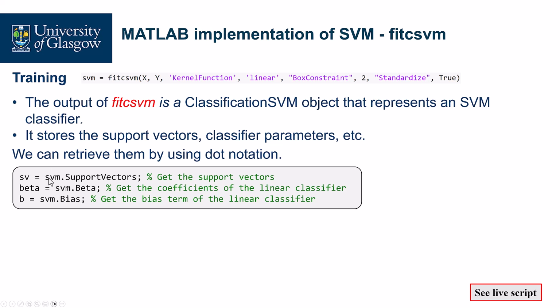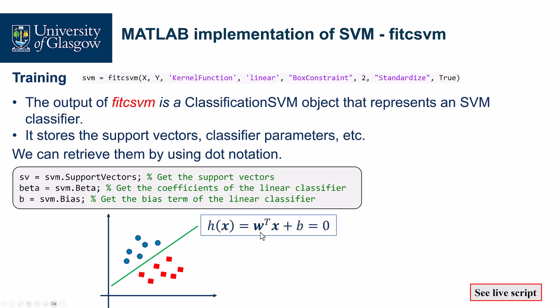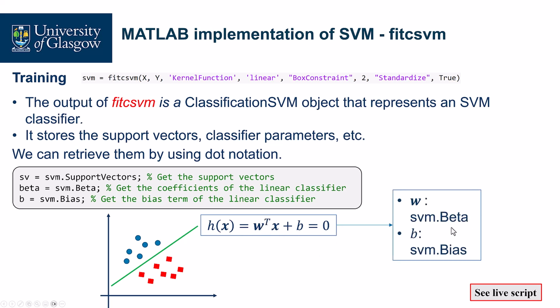If you want to access these, you can use the dot method. For example, this is an object, I can say SVM dot SupportVectors, and it will tell me which are the support vectors. And SVM dot Beta will give me the coefficients of the linear classifier. So this is the W, right? And this bias is the B, right? We classify these two classes, and the hyperplane is W transpose multiplied by X plus B equals 0, where W is the beta and B is the bias. So this is the fitcsvm input and output.